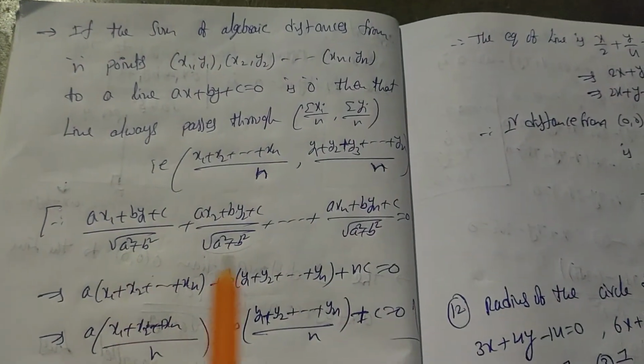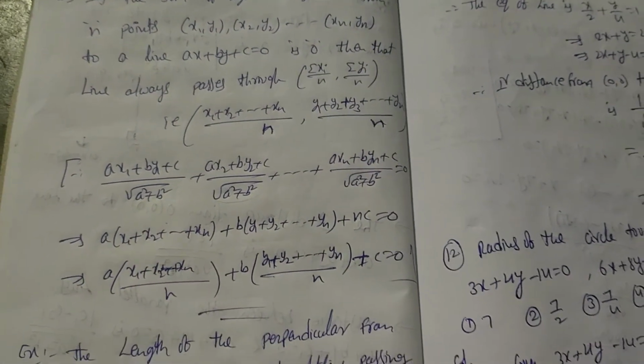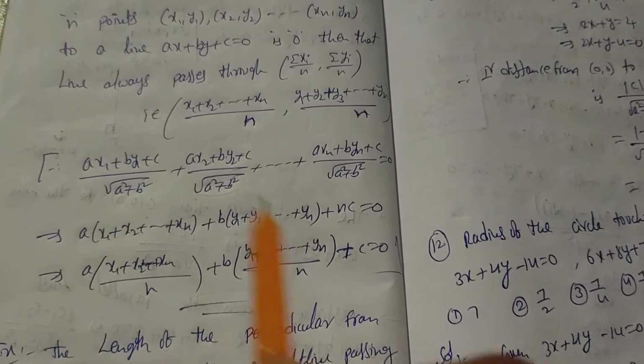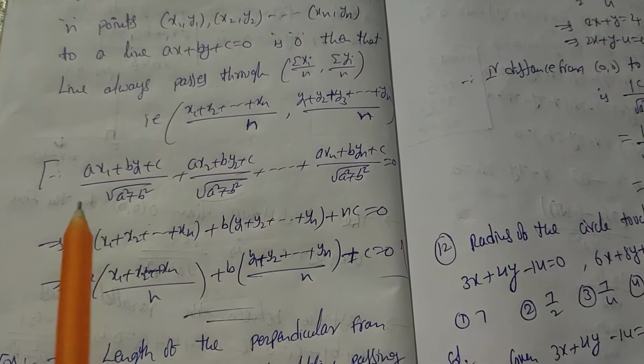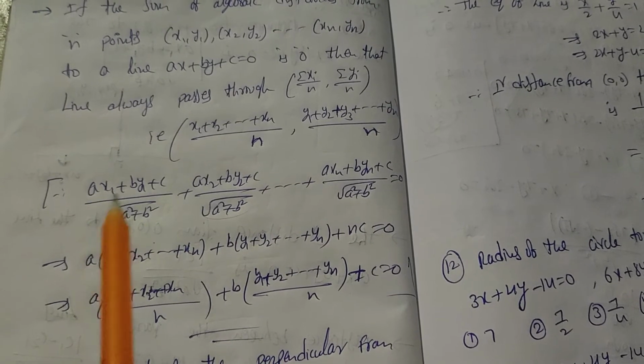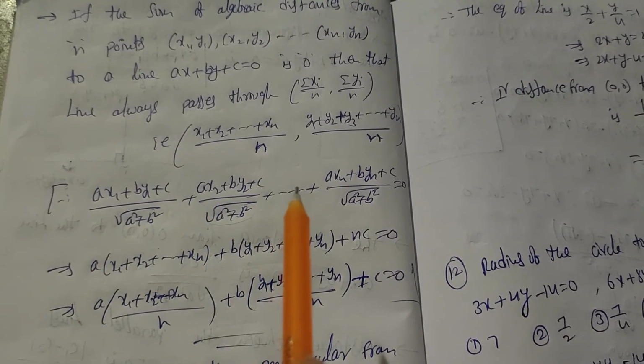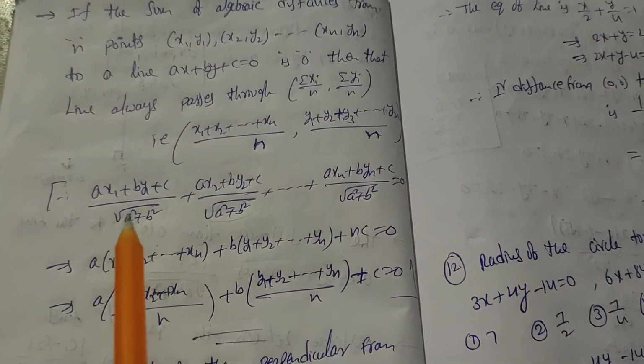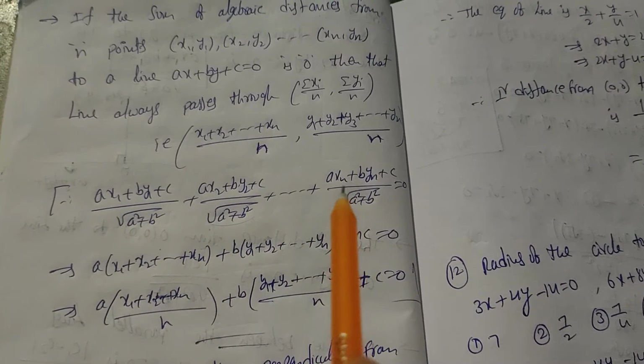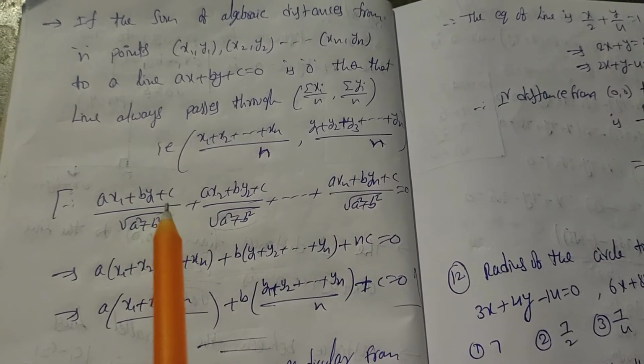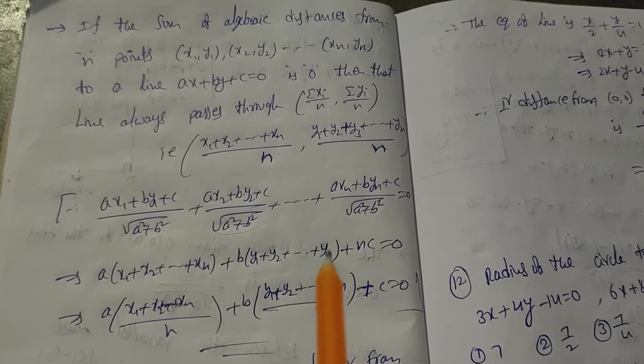So here all denominators have the same number, that is root over a square plus b square. Take the LCM and transpose to the right side, that becomes 0. So we have the numerator ax1 plus ax2 plus and so on plus axn. If you take a common, x1 plus x2 plus and so on plus xn, plus if you take b common, y1 plus y2 plus and so on plus yn.